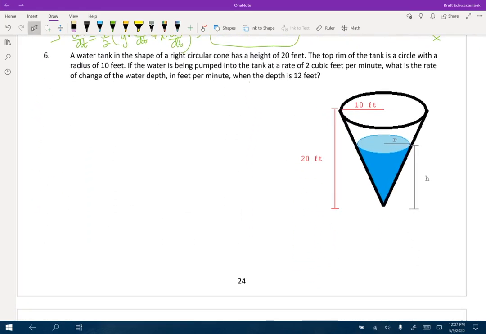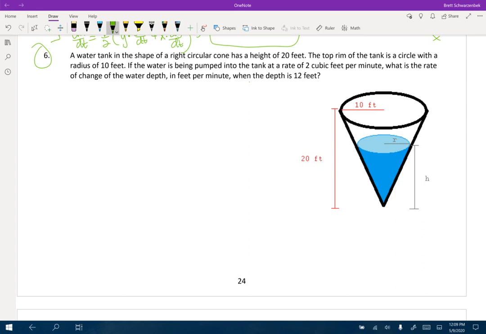Okay, we end with most assuredly the most challenging problem in this section, and really the hardest one you'll actually find. So I won't give you anything more difficult than this. It says a water tank is in the shape of a right circular cone, so you see that over to the right, and has a height of 20 feet. That's labeled on the diagram. The top rim of the tank is a circle with a radius of 10 feet. That's also labeled. The water is being pumped into the tank at a rate of 2 cubic feet per minute.